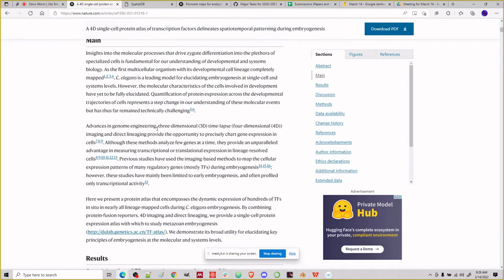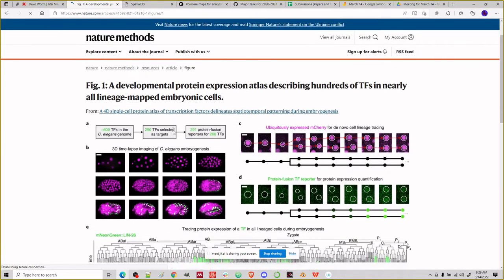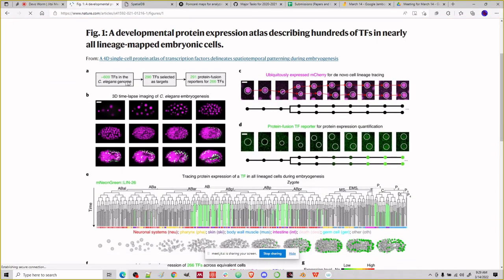So let's see if I can find some images. Here's a developmental protein expression atlas. This will give me a bigger picture. Okay, so they identified 609 transcription factors in the C. elegans genome, and 290 transcription factors were selected as targets. Of all the transcription factors they identified in this first part of the screen, they screened for these targets. Then they found 291 protein fusion reporters, and they bound them to 266 of these transcription factors.